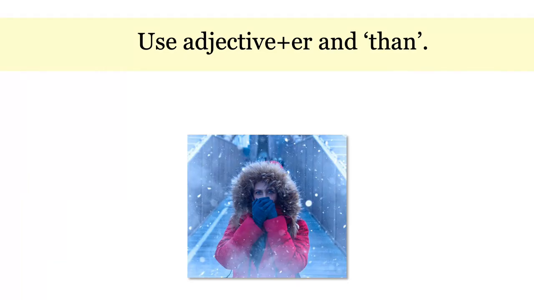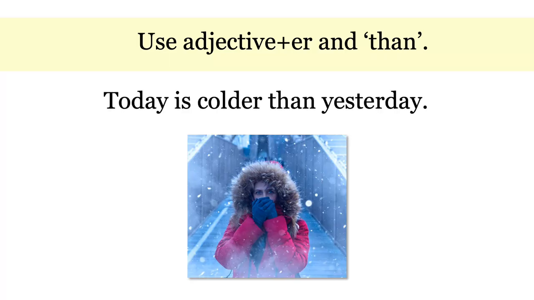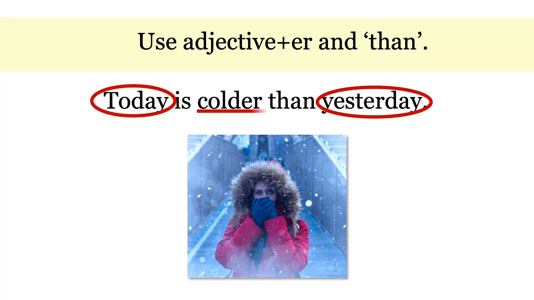Use an adjective plus er and then the word than, T-H-A-N. Today is colder than yesterday. We have 2 nouns here that we're comparing, today and yesterday. And in between, we use the adjective with er and the word than to make the comparison. Let's look at some more examples.